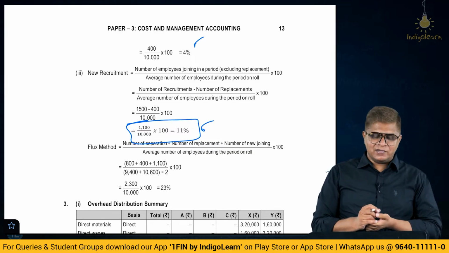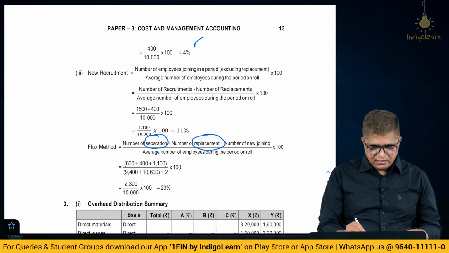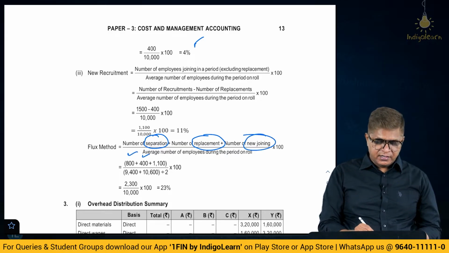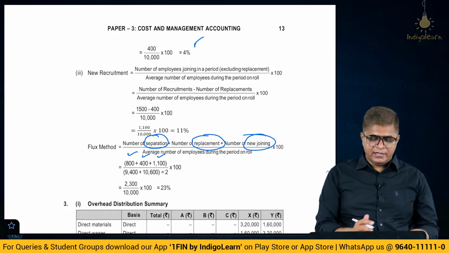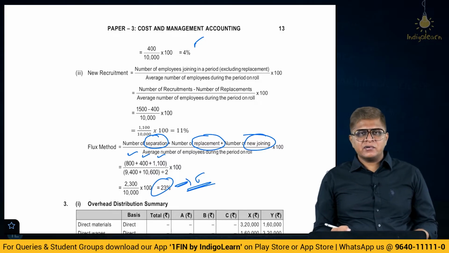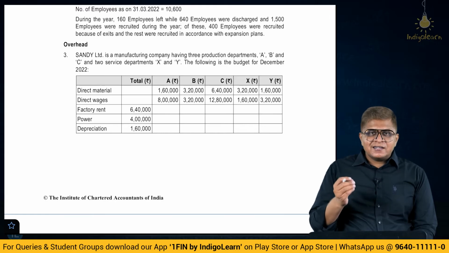And lastly, flux method, number of separations plus number of replacements plus number of new joining. So 800 plus 400 plus 1100, addition of all of that divided by 10,000, which is 23%. So pretty simple, straightforward question. You can expect such questions for 5 marks. Let's look at the third question.